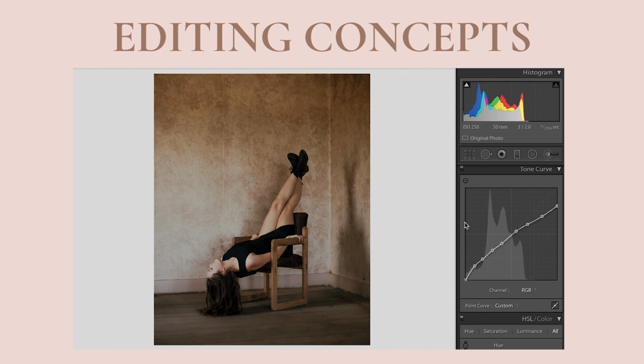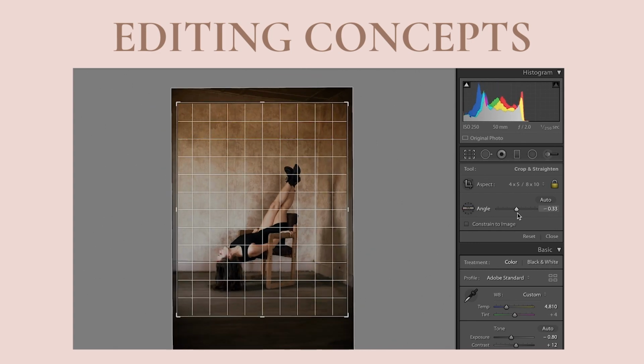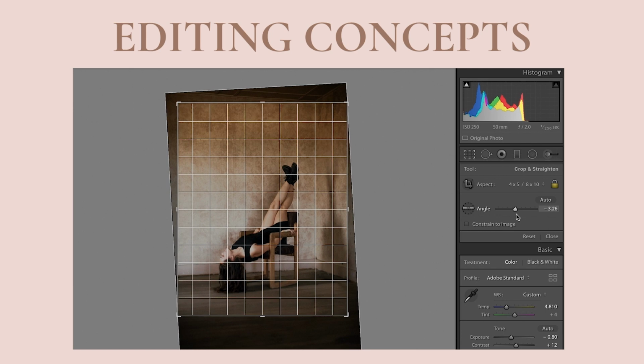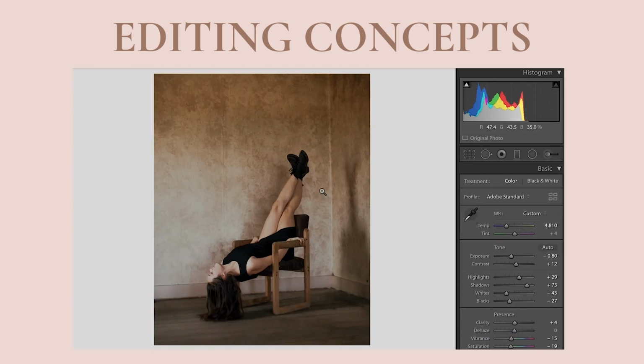So to do this, I try to find something in the image that will establish a good vertical or horizontal line. So here when I open the crop tool, I'm using this corner of the wall to establish a vertical line, and I'm trying to get that grid to line up with that vertical line. And I think that cropping just looks a lot better, a lot more intentional.